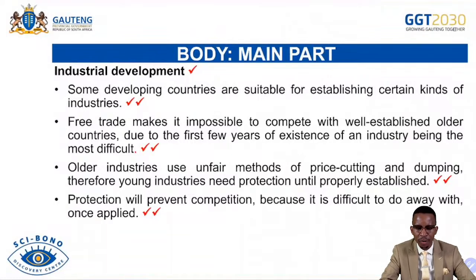Industrial development. Some developing countries are suitable for establishing certain kinds of industries. Free trade makes it impossible to compete with well-established older countries, due to the first few years of existence of an industry being most difficult. Older industries use unfair methods of price cutting and dumping. Therefore, young industries need protection until properly established. Protection will prevent competition because it is difficult to do away with once applied.